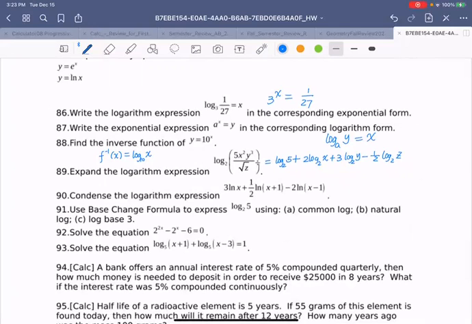Number 90. Condense the logarithm expression. Well, this is just as simple as ln of x cubed times square root of x plus 1, and then divided by x minus 1 squared. That makes sense?